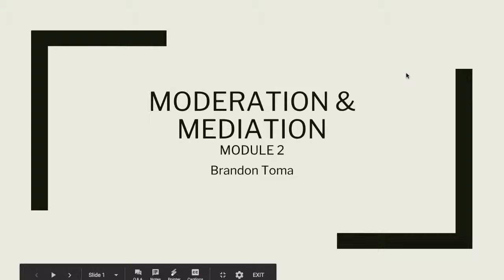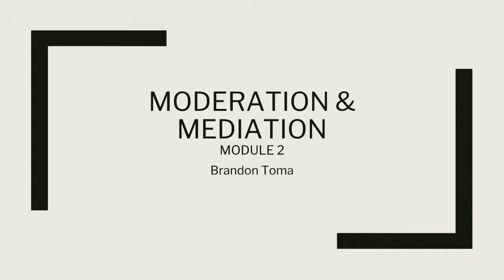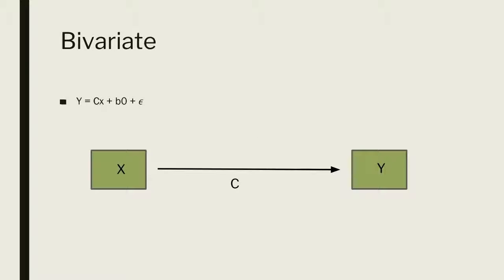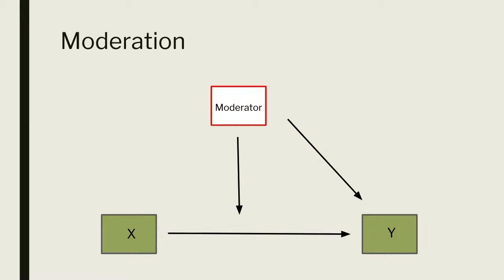Okay, so let's take a look at moderation and mediation for Module 2. To start out, I think it'd be good to just revisit the bivariate model. Our bivariate equation is going to be y equals cx plus b naught plus epsilon. c is going to be the slope, or the relationship between x and y. b naught is going to be our y-intercept, and epsilon is going to be our residual.